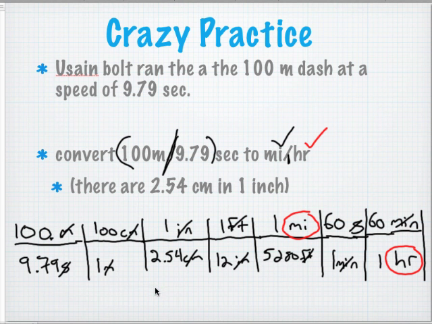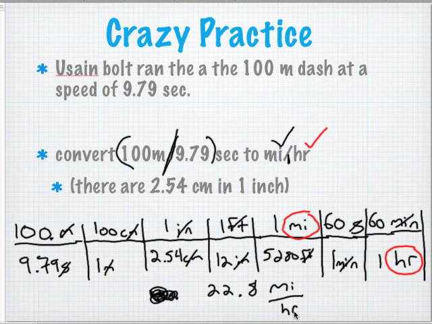You get an answer of 0. Just kidding. He's not that slow. 22.8 miles per hour, per 1 hour.